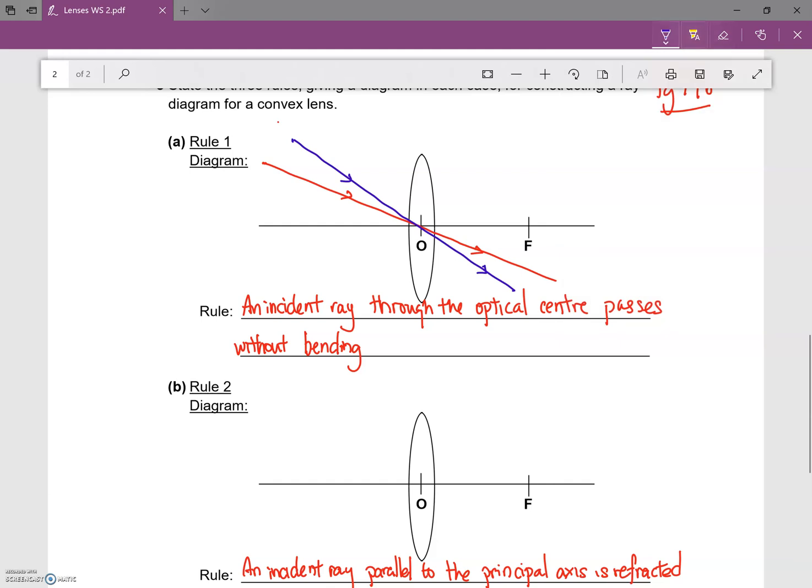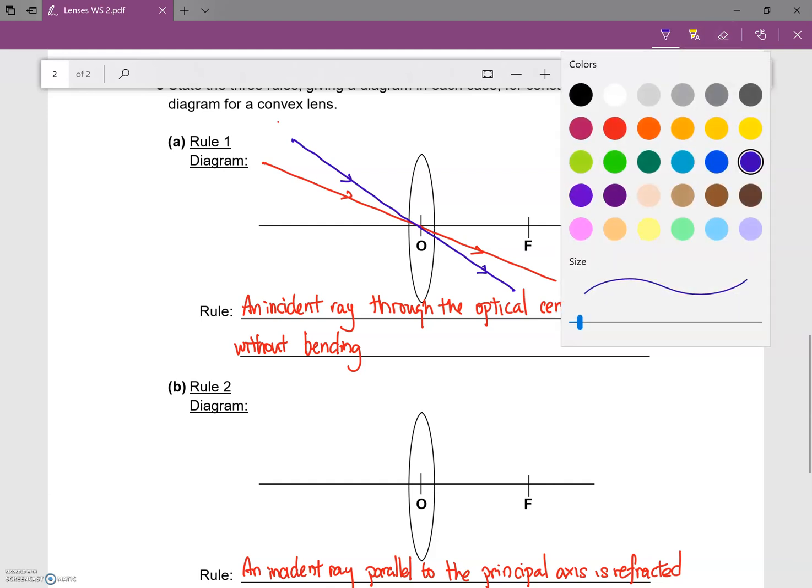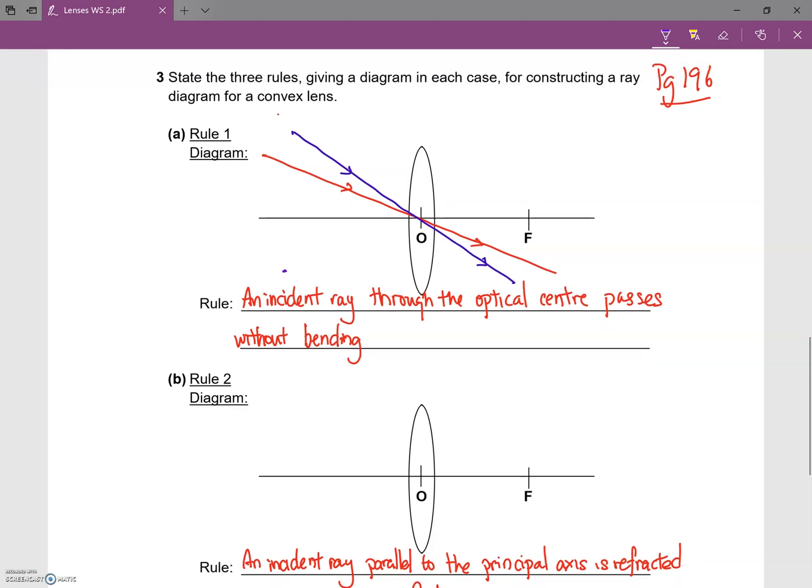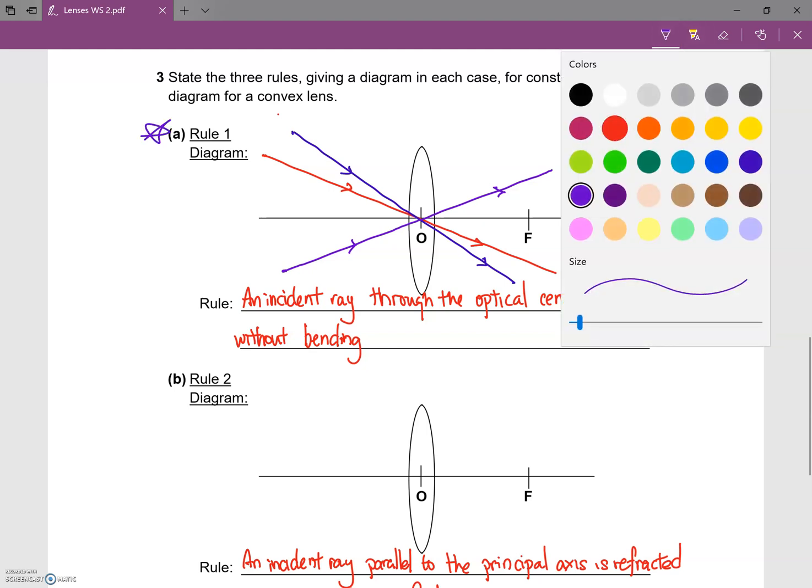Let's try if it is from the bottom. Maybe now I use purple. Maybe the light ray starts from here. When the light ray goes towards the optical center, it will go straight through. So you can see here, rule number 1 says that an incident ray passing through the optical center will go straight through without bending. This is an important rule that I need you to remember.